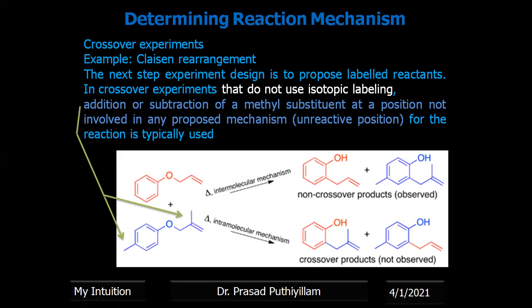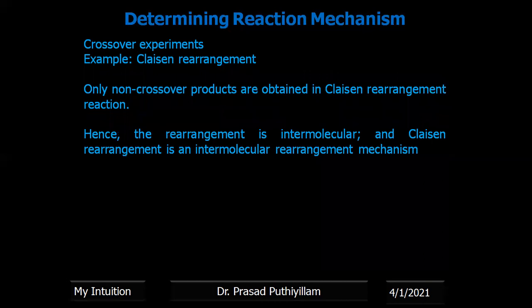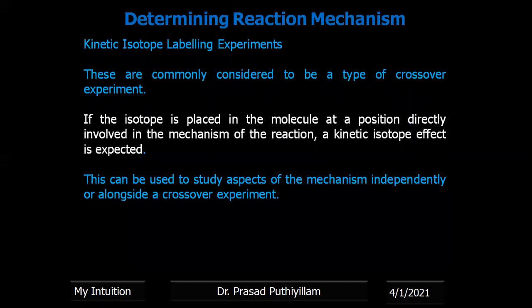Okay, so by using this method or experiment, we can analyze what type of mechanism the given reaction follows. Only non-crossover products are obtained in the Claisen rearrangement reaction. Hence, the rearrangement is intermolecular, and the Claisen rearrangement follows an intermolecular rearrangement mechanism.